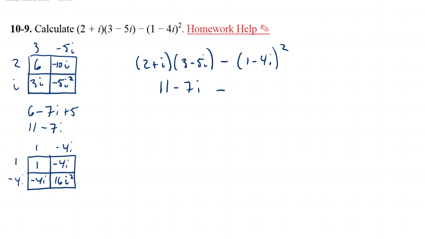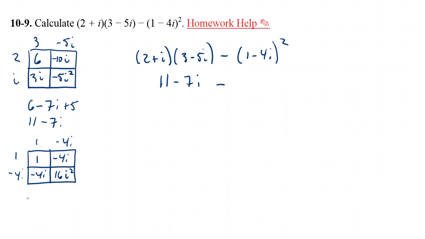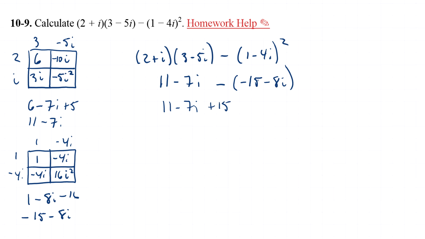And so this would end up being what? 1 minus 8i, and then 16 times i squared is negative 16. So that's going to be negative 15 minus 8i. So this will be negative 15 minus 8i. So 11 minus 7i, a negative times a negative is plus 15, and a negative times a negative is positive 8i.